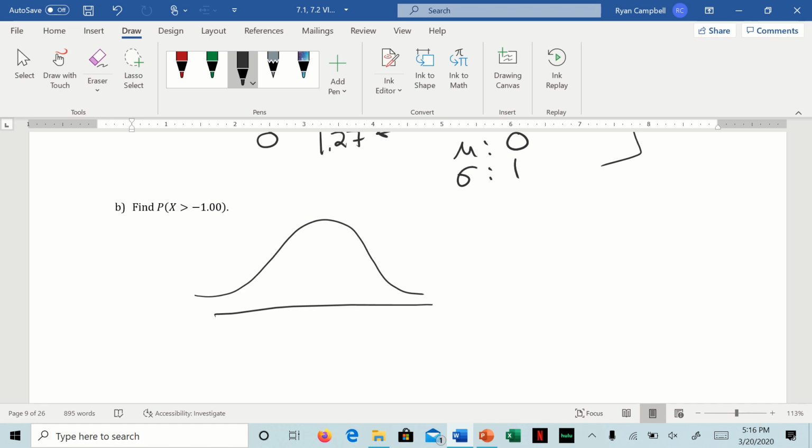We're still in standard normal. So 0, negative 1. So step 1, find the location. It's to the left, and it's a data value. So it goes down here. Data values are down here. Then we do the shading.